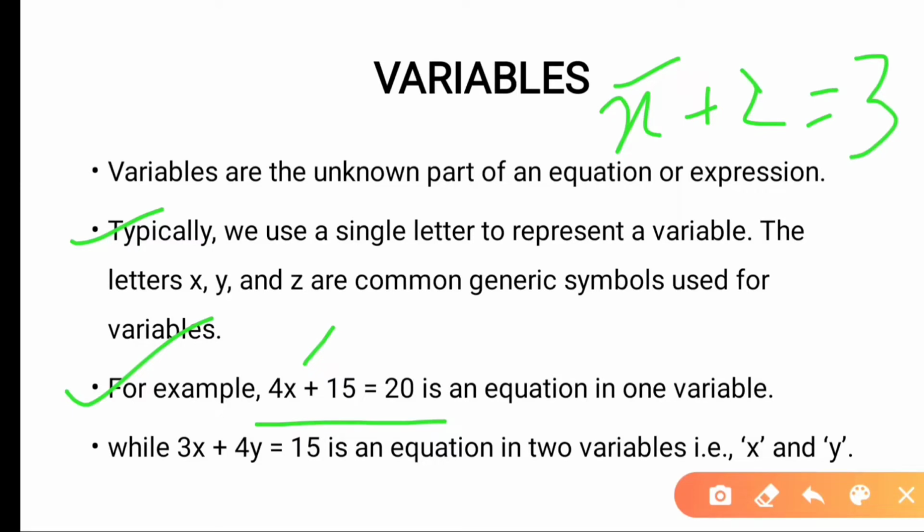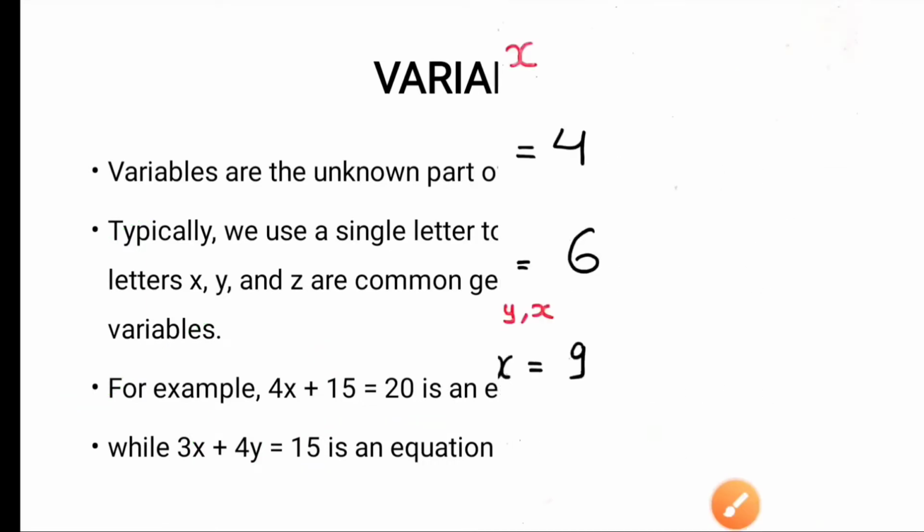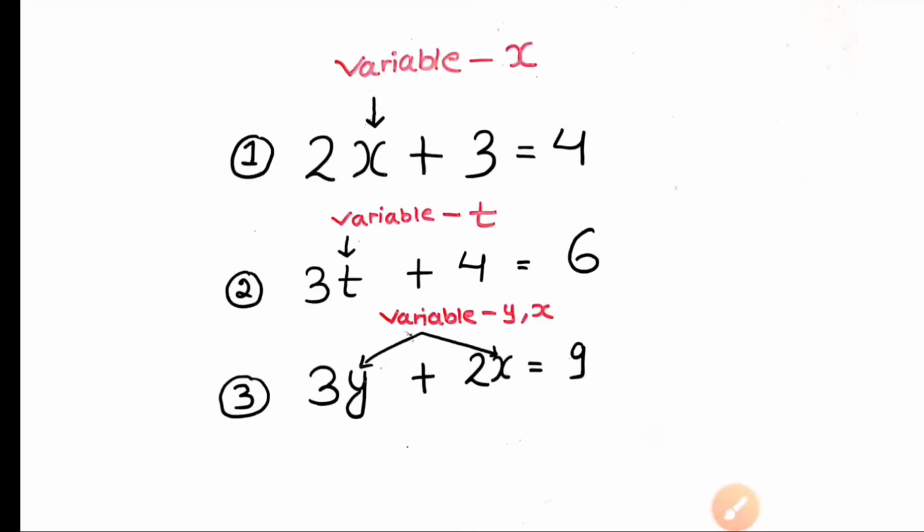But if we see this example, 3x plus 4y equals 15, it is an equation in two variables. Here two variables are there, one is x and another one is y. Again, coming to another example: in example 1, 2x plus 3 equals 4, x is the variable. In 3t plus 4, t is the variable. In 3y plus 2x, y and x are variables.